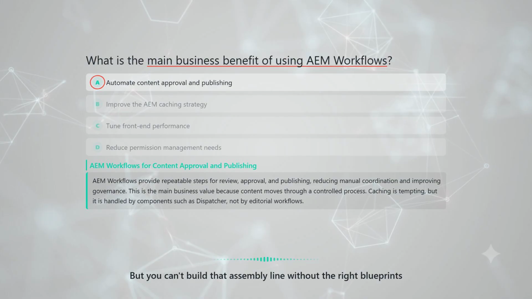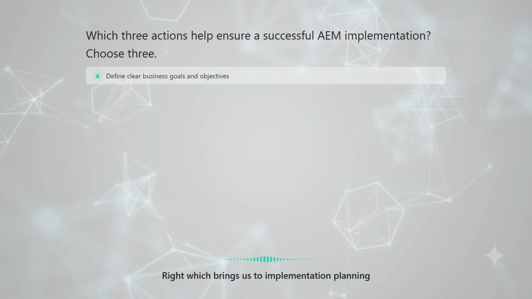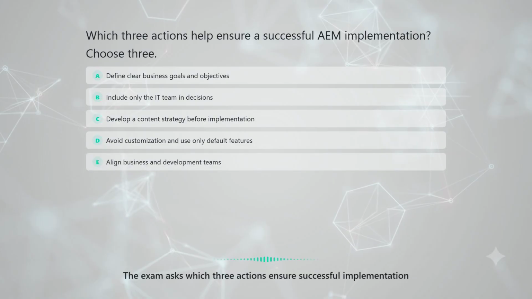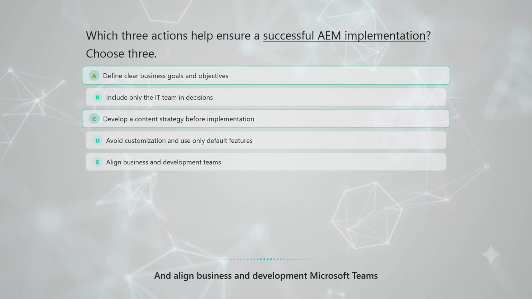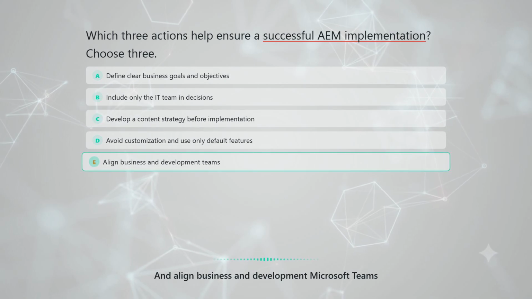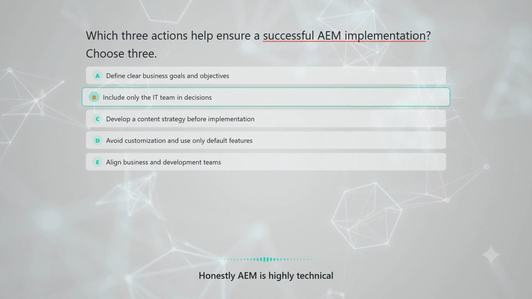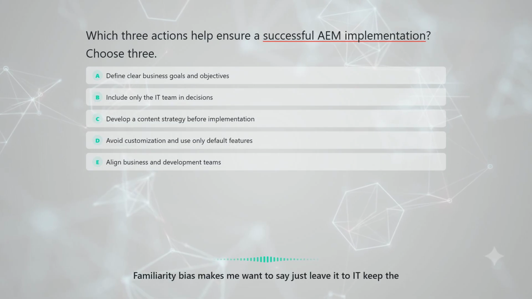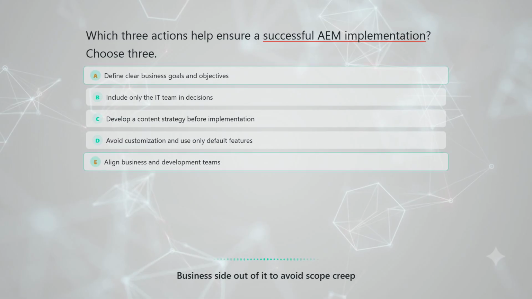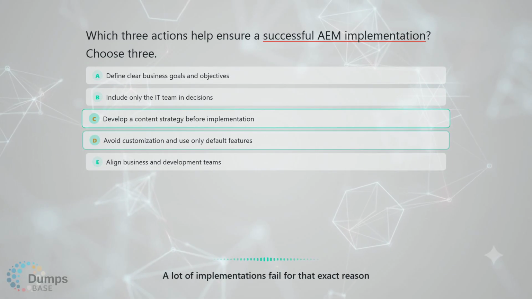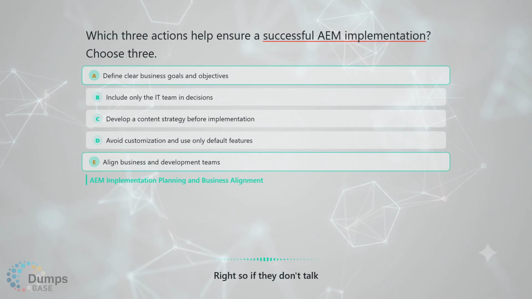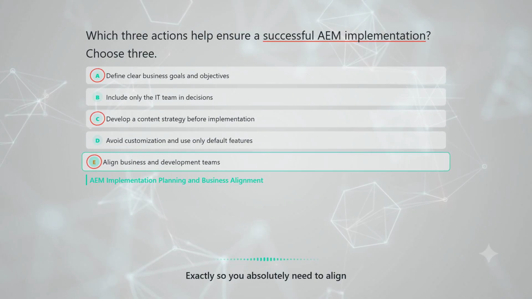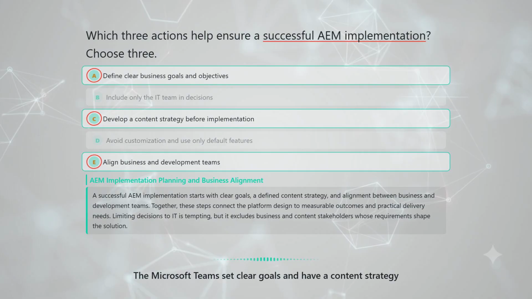But you can't build that assembly line without the right blueprints. Right, which brings us to implementation planning. The exam asks which 3 actions ensure a successful implementation. Do you define clear business goals, develop a content strategy, and align business and development teams? Or do you just let the IT team make all the decisions? Honestly, AEM is highly technical. Familiarity bias makes me want to say, just leave it to IT. Keep the business side out of it to avoid scope creep. A lot of implementations fail for that exact reason. IT is the contractor, but the business team is the architect. Right, so if they don't talk, you build a house no one can live in. Exactly. So you absolutely need to align the teams, set clear goals, and have a content strategy.